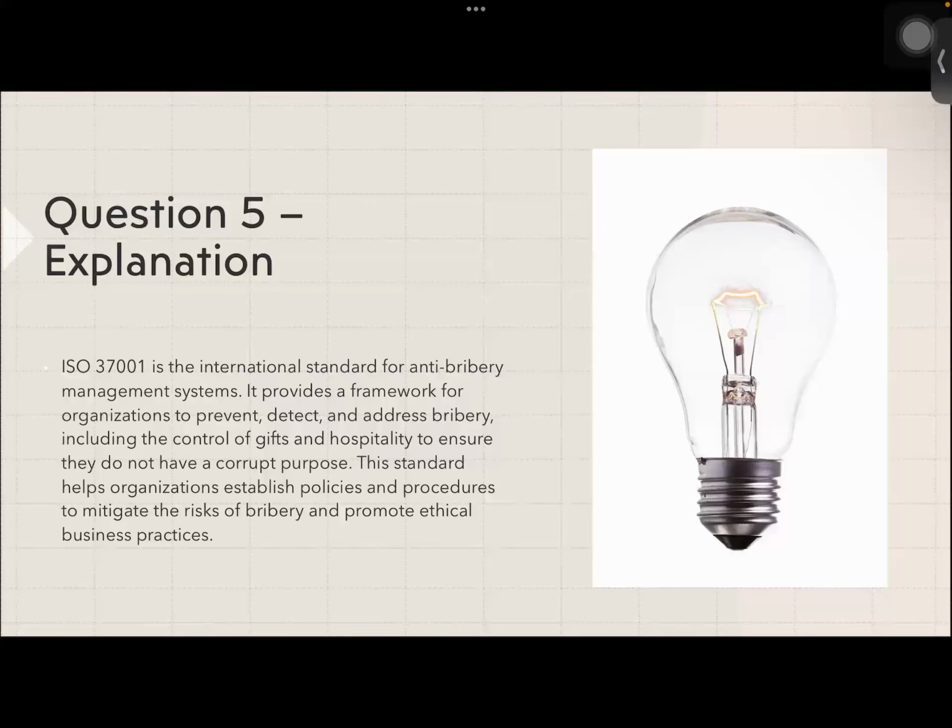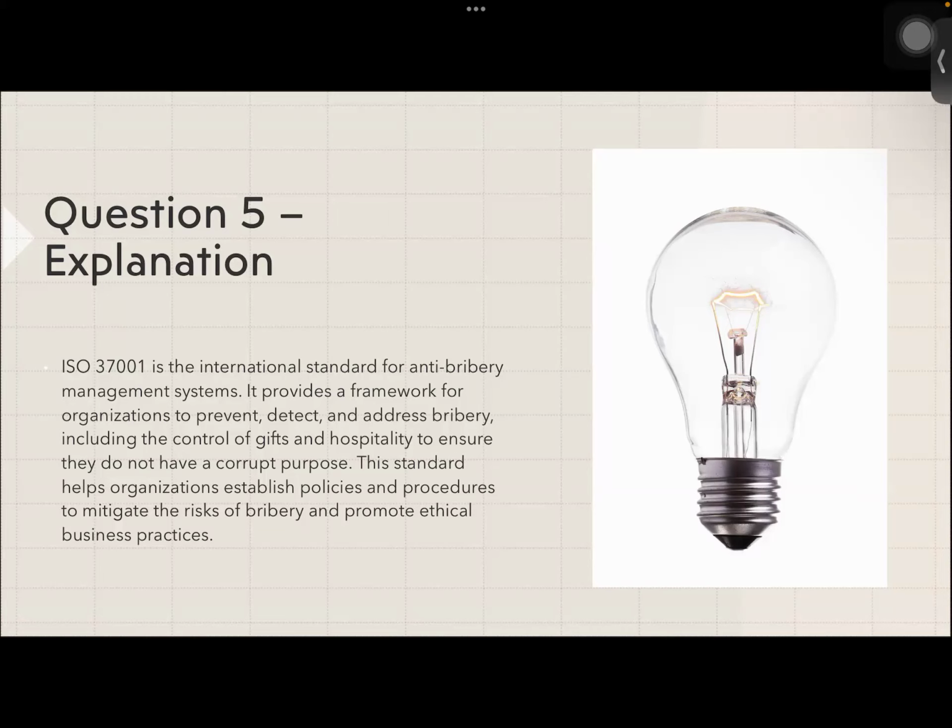This is an international system for anti-bribery, and it provides the framework for all nations. It provides the process and the structure for all nations to prevent, detect, and address bribery, including the control of gifts and hospitality.